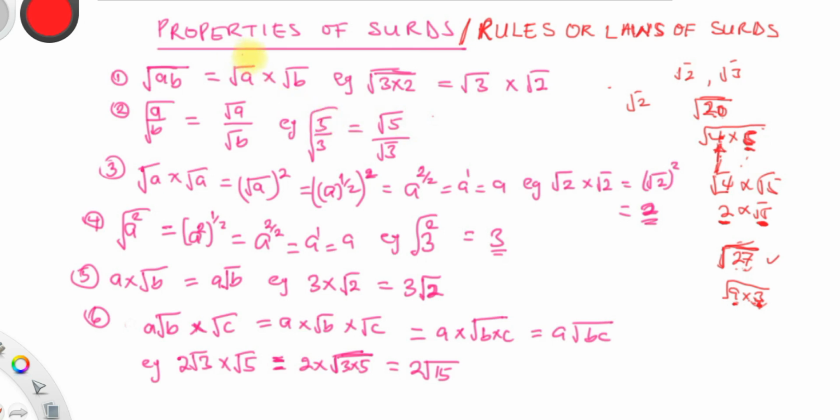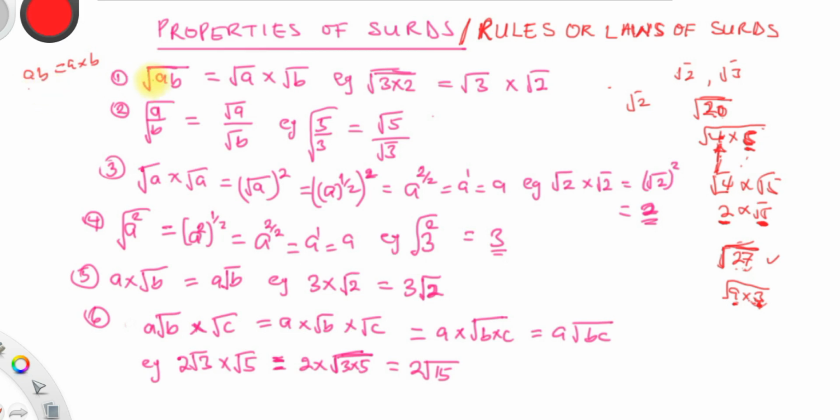So let us look at the properties of sets, the rules of sets, or the laws of sets, having really understood what sets are. So the first property is square root of AB. You know that AB means A and B. Have you seen? Square root of AB. AB means A and B.